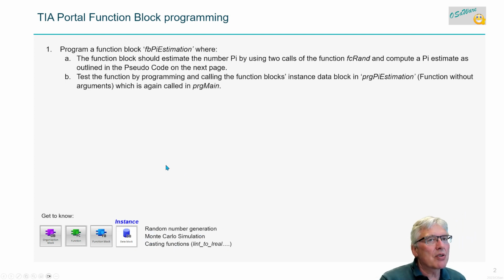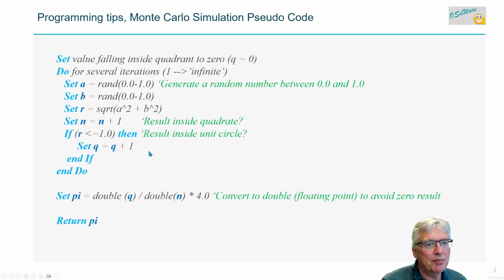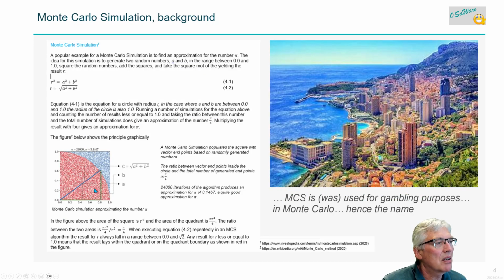Now we're going to look at the pseudocode on the next page. I think I can see it here, yes. So here we have some values. That value is falling inside our quadrant. This is the quadrant here. What we are going to simulate is to get the numbers in here and do some calculations. So here is the basis for this, and why it's called Monte Carlo simulation. It was used for gambling purposes in Monte Carlo, hence the name.